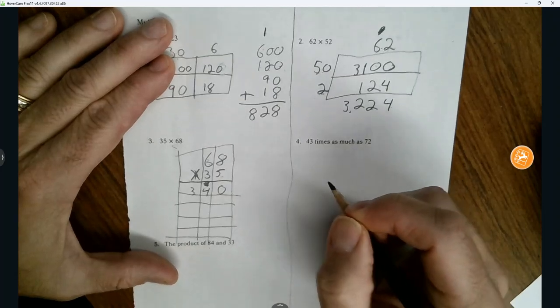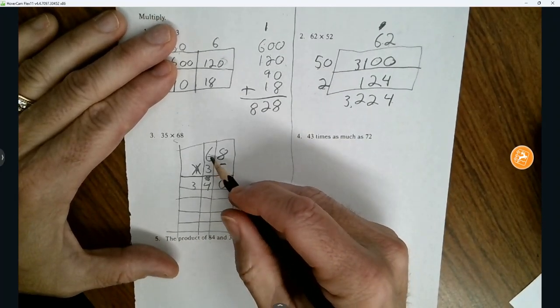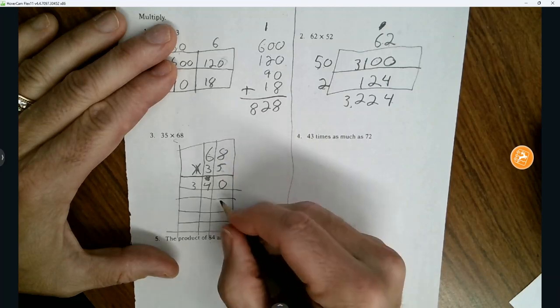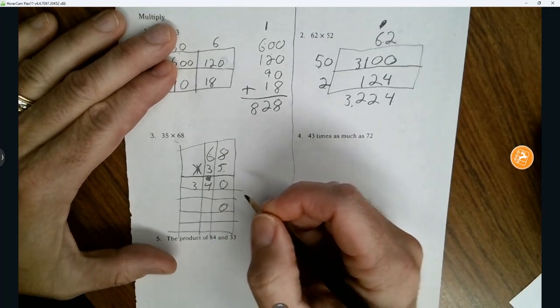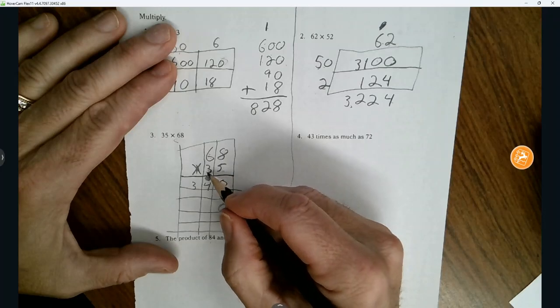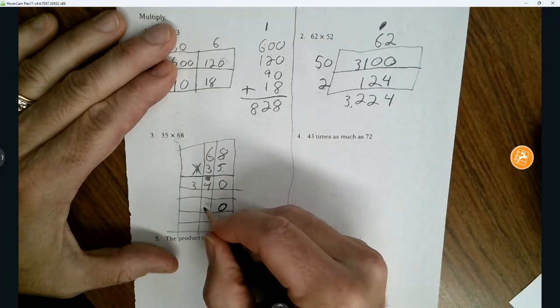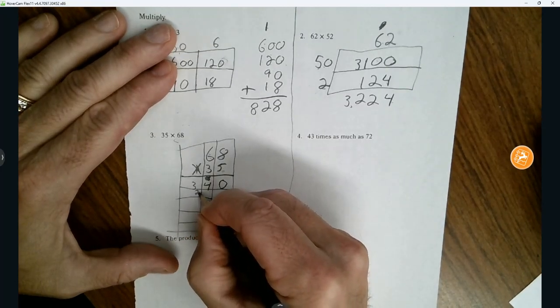Get rid of that. All right, now we drop down. Put that 0 because we're dropping down. The 5 we're done with, so we're going to put a 0 there. So now we have 8 times 3, which is what? 24. 4 there. Put a little 2 up here.